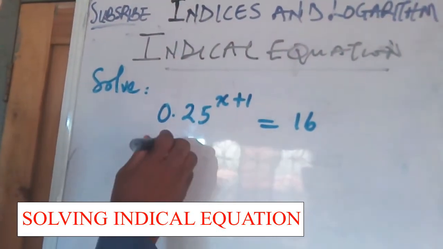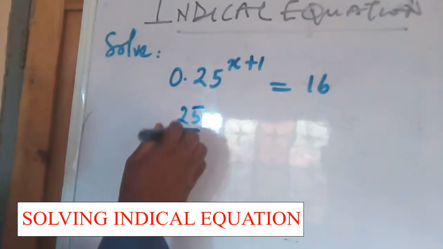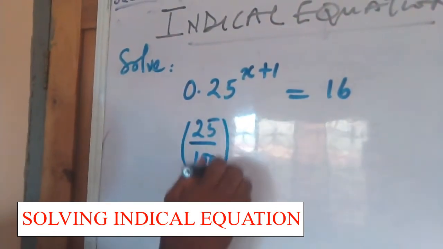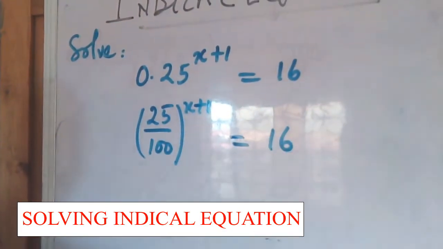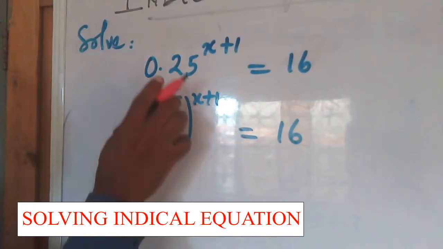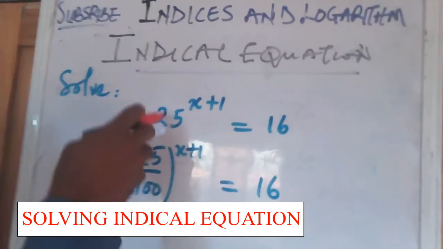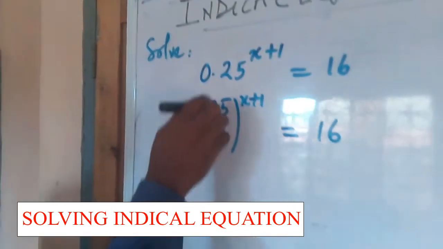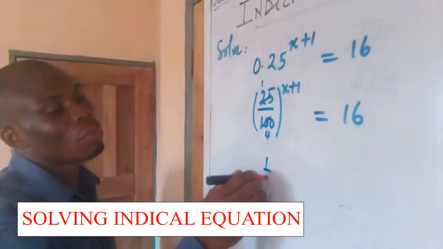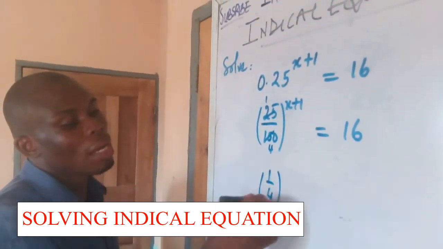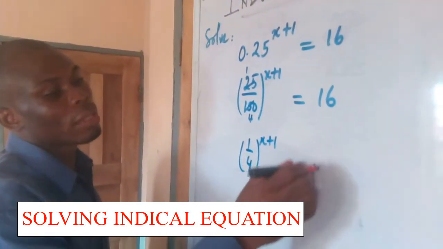So 0.25 is the same thing as 25 over 100, which is now raised to x plus 1 equals 16. And you have the base 25 over 100 and 16. Now we can simplify any fraction down to the simplest form. So 25 into 100 is 4. So that will be 1 over 4 raised to power of x plus 1. So that will give us 16.